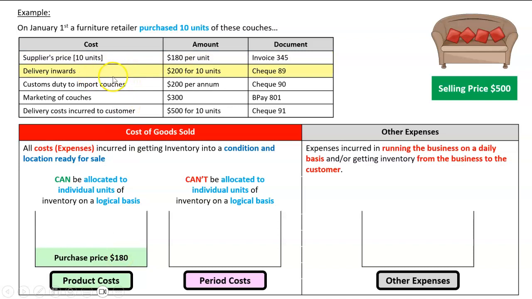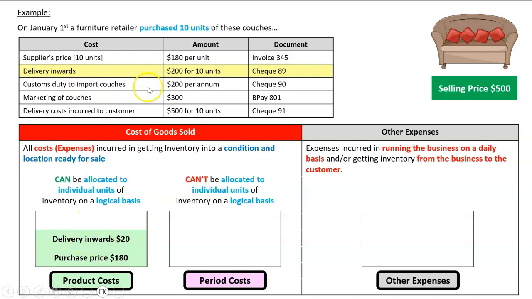What about this delivery inwards? Clearly delivery inwards is a cost incurred to get inventory ready for sale. Can we logically allocate this $200 fee to each individual unit? And we can. It's $200 for 10 units. So really that is $20 per unit. So we can logically say that should go in here as a product cost called delivery inwards, $20 per unit. And now we can see the product cost is up to $200.